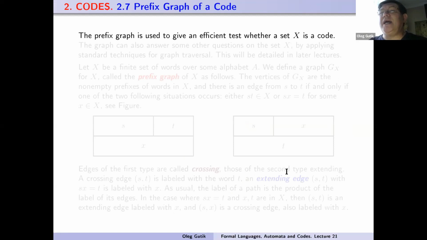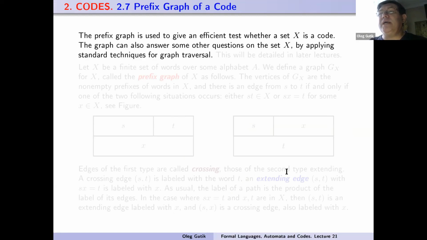The prefix graph is used to give an efficient test of whether a set X is a code. The graph can also answer some other questions on the set X by applying standard techniques for a graph traversal. This will be detailed in later lectures.